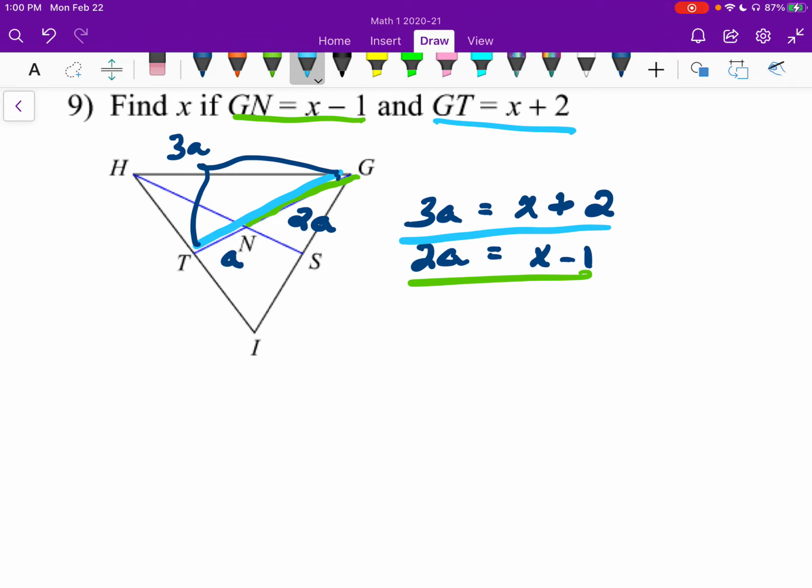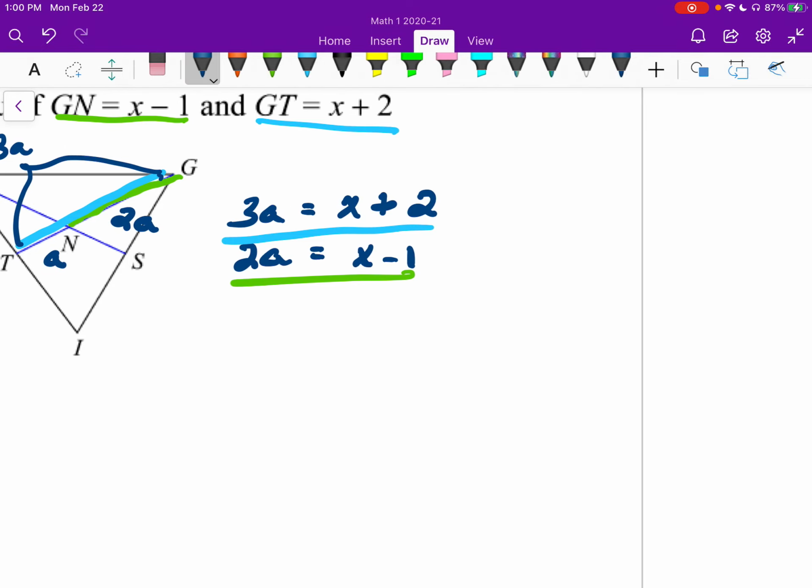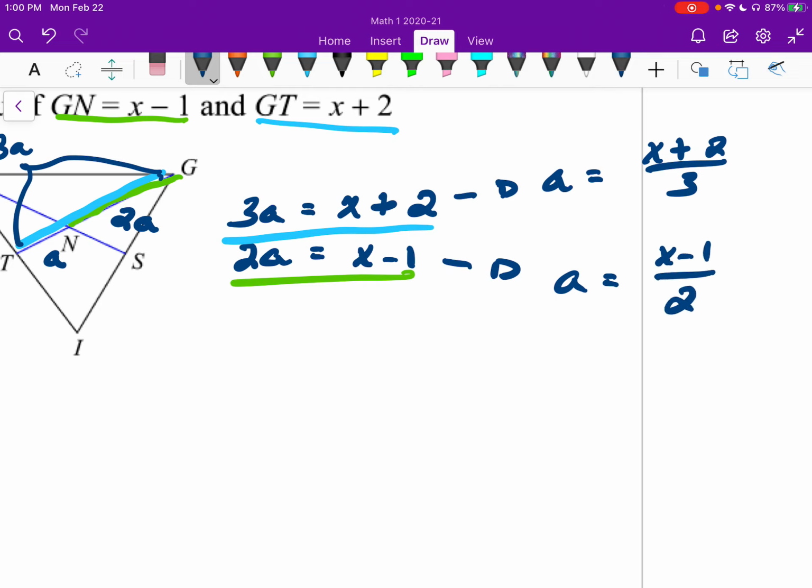Now, how should we go about this here? We want to relate them together. Well, let's divide them both to get our a's by themselves. Let's do that. So the top piece here, if we were to get our a by itself, it'd be a equals x plus 2 over 3. The bottom piece would turn into a equals x minus 1 over 2. Well, we know that a equals a, right?